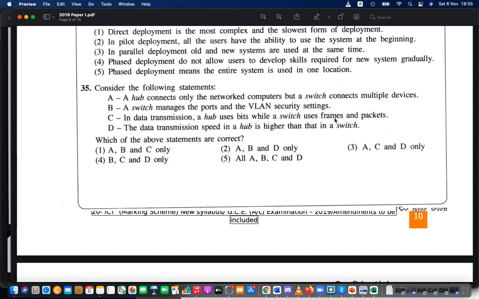And then, the data transmission speed: hub is higher than the switch. Hub is slower than the switch, basically. Hub is not higher, it is slower than the switch. So we can get the answer.